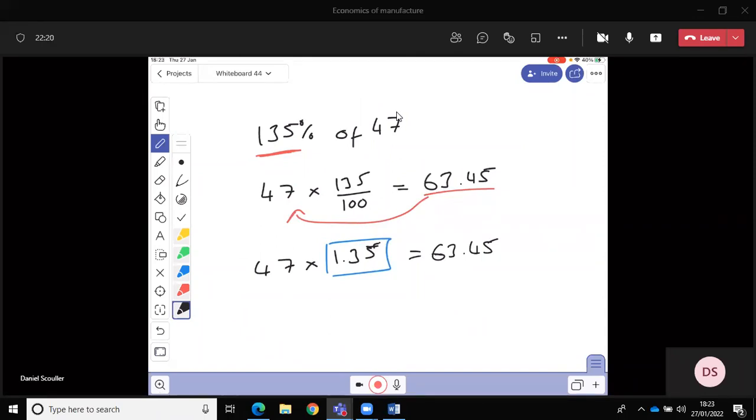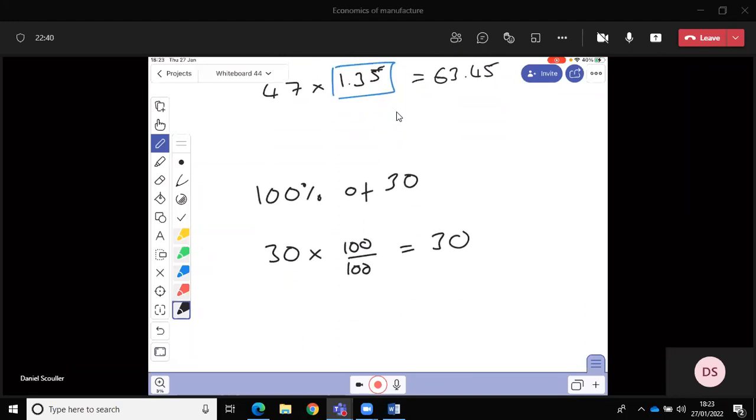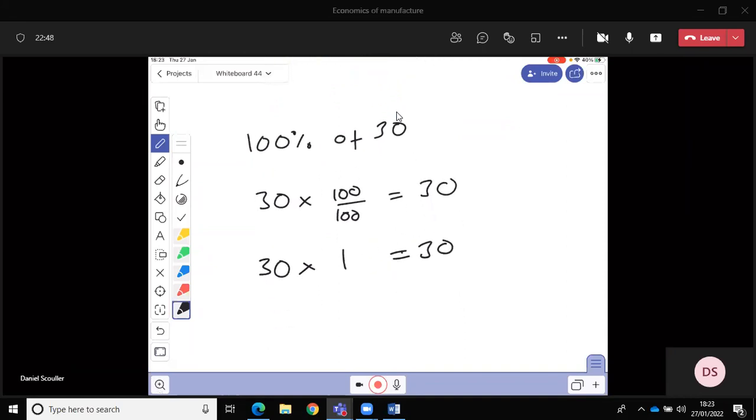So if we start with 100% of something, if we start with 100% of 30, it's just a whole, it's just 30. Essentially the multiplier just becomes 1. So 100% is the whole. If it's below 100%, the number we're starting with is going to decrease. If it's above 100%, it's going to increase. And that makes sense.